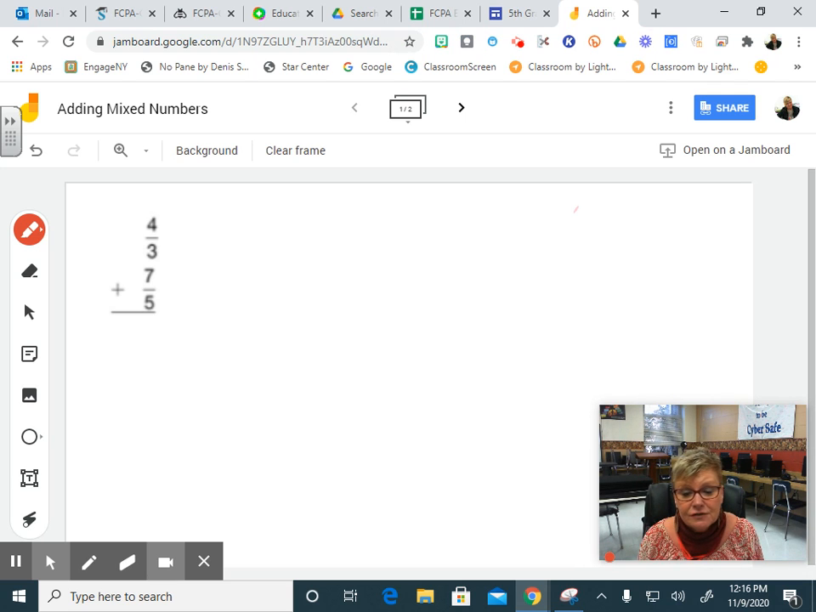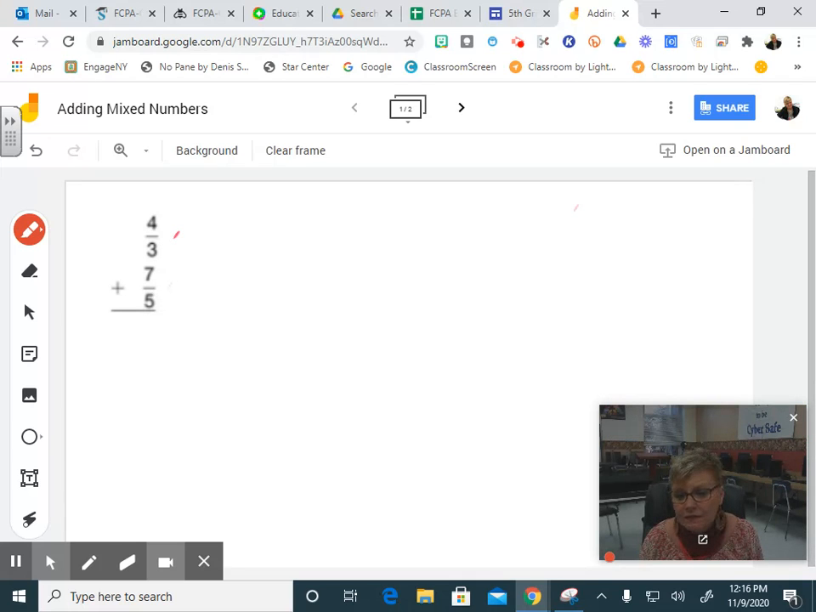Okay, adding mixed numbers is just like adding fractions. The most important thing is that they have common denominators. They have to have like units or you can't add them. We have the first one here has two improper fractions. We have 4/3 and we have 7/5.